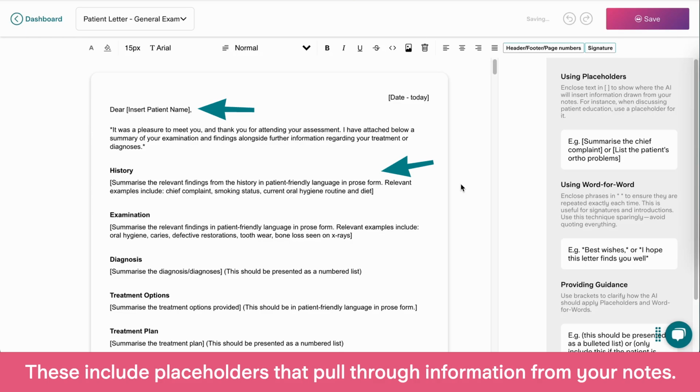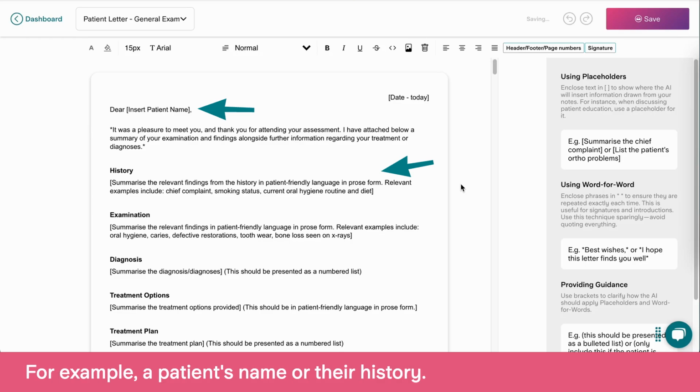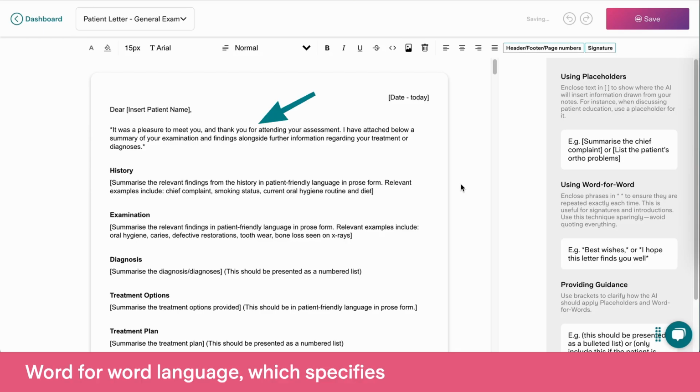placeholders that pull through information from your notes, for example, a patient's name or their history, word-for-word language, which specifies exactly how you want information to be written. This is very powerful for making sure that your letter outputs exactly what you want it to.